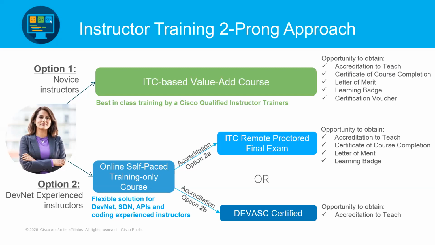And then for those instructors who might be already familiar with the DevNet concepts, already familiar with the programmable infrastructure, they also have an option to take the self-paced training only course. So they're able to go through all the 8 modules, take all the assessments that are there, take all the hands-on lab activities, and so on and so on. And then once they feel that they are ready, they will reach out again to an instructor training center where they will get a proctored final exam session, and once they pass it, they can teach the course, or they will become DevNet Associate certified.